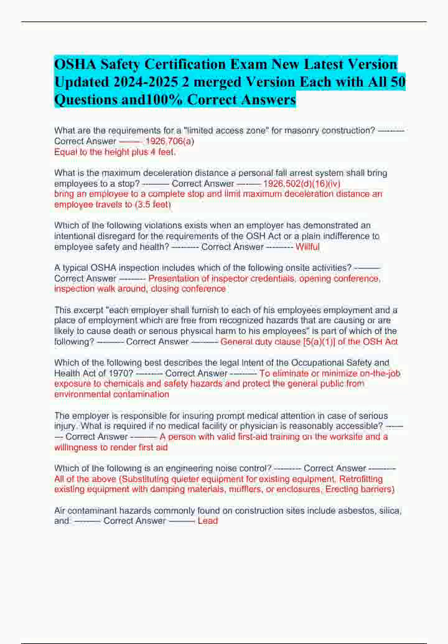The employer is responsible for ensuring prompt medical attention in case of serious injury. What is required if no medical facility or physician is reasonably accessible? Correct answer, a person with valid first aid training on the worksite and a willingness to render first aid.